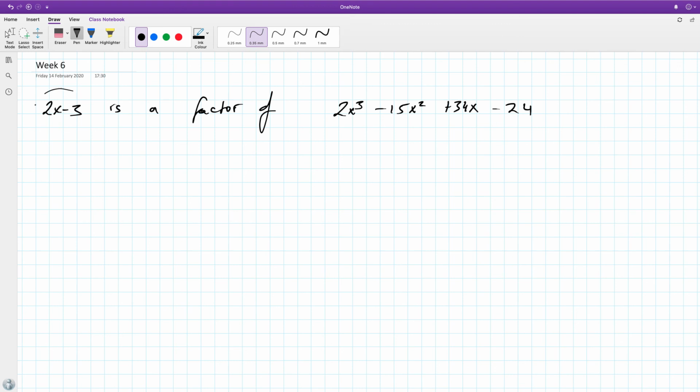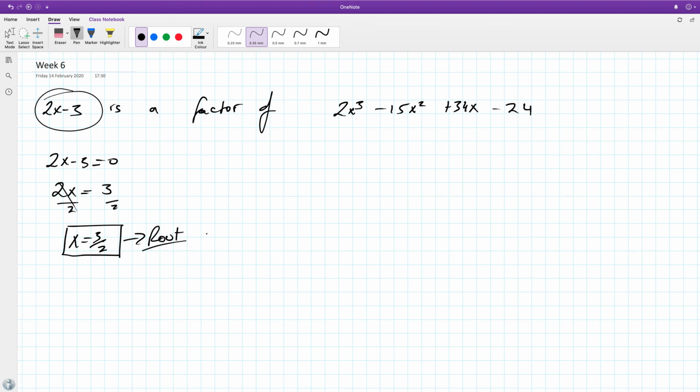If 2x minus 3 is a factor, 2x minus 3 is equal to 0. 2x is equal to 3, divided across by 2, x is equal to 3 over 2. That's what that's called, a root. If that's true, we should get 0 when we sub it in.